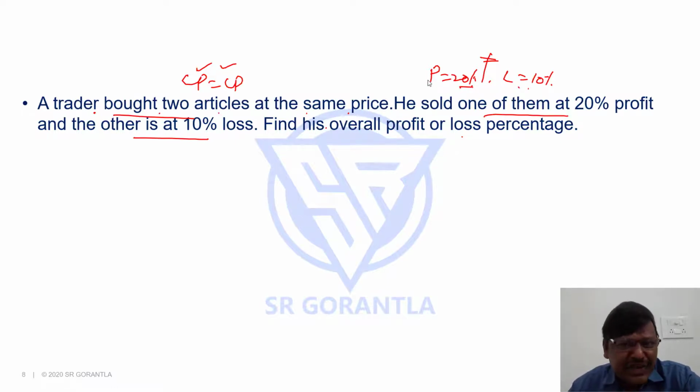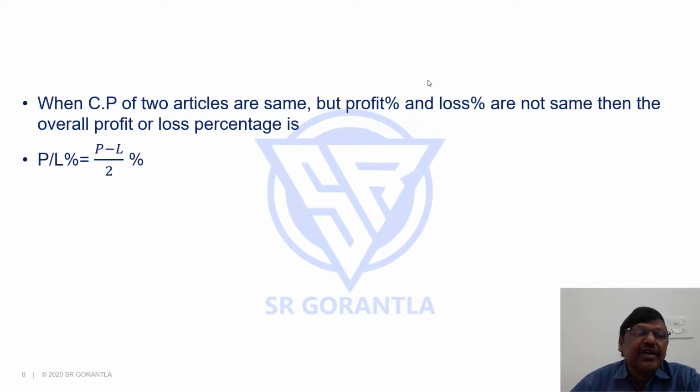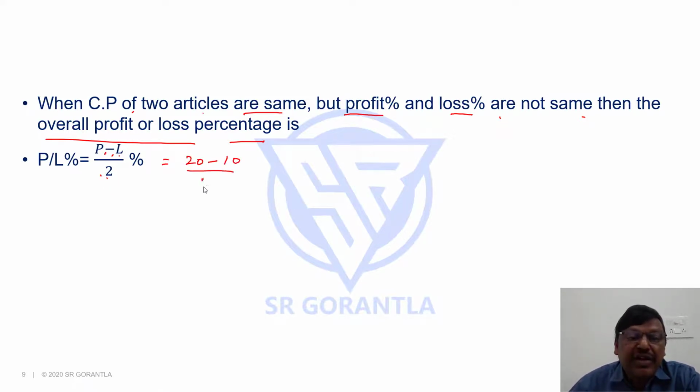What is the shortcut? And we will discuss the background behind it. When CPs of two articles are the same, and profit percent and loss percentage are not the same, then the overall profit or loss percentage is (P minus L) by 2 percent. In this case, P is 20, L is 10, so 20 minus 10 by 2, that is 10 by 2, 5% is the overall profit. You may be wondering why 5, not 10.